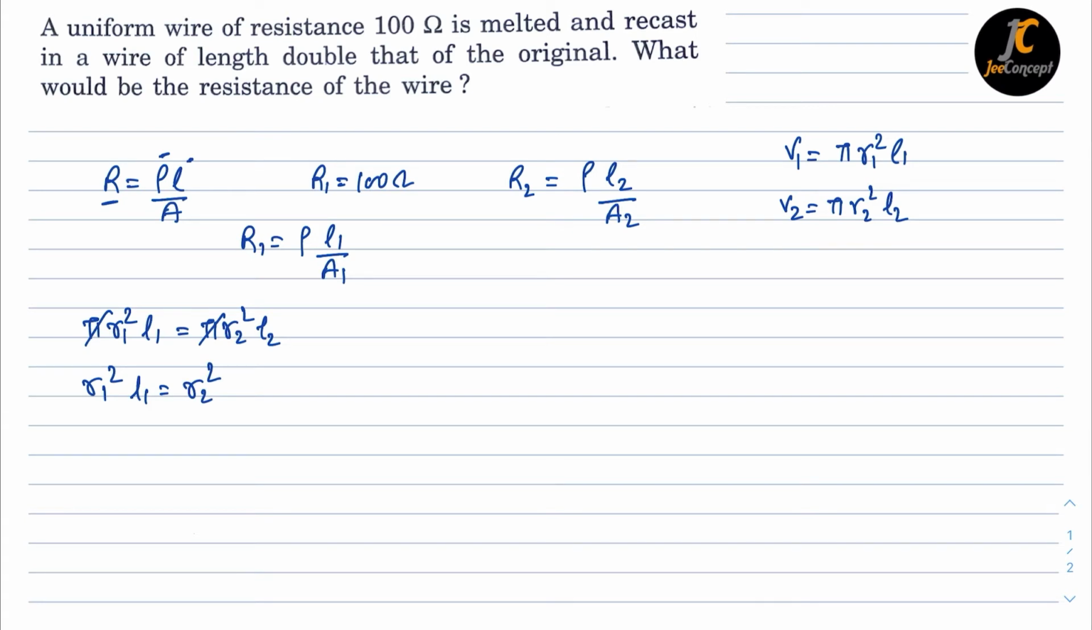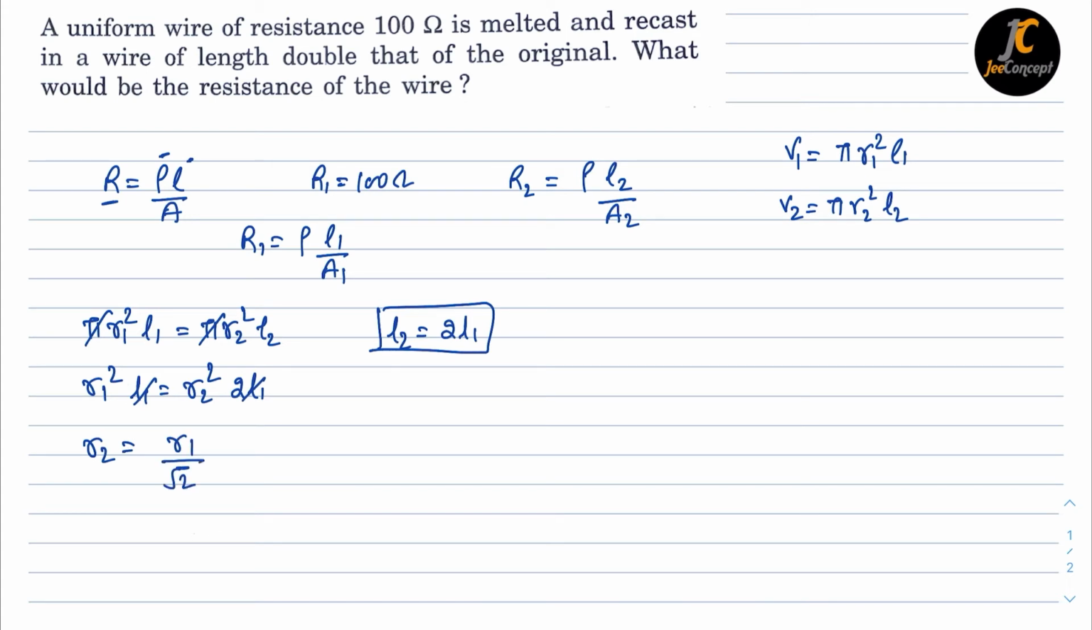Now it is given that the length is doubled in the new wire. So that means L2 is twice of L1. It is given, so we will place it here. So instead of L2, I'll write 2L1, right? So L1 will cancel out. So r2 will become r1 by root 2.